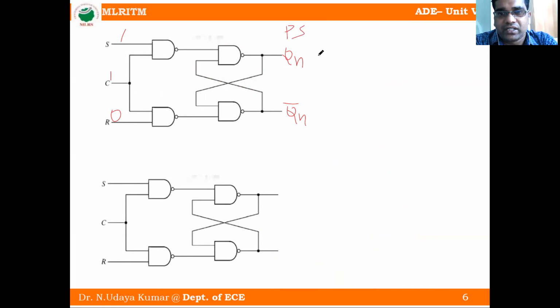What is the next state? Qn plus 1 is the next state. Next state complement is Qn plus 1 whole bar. So this is the next state.